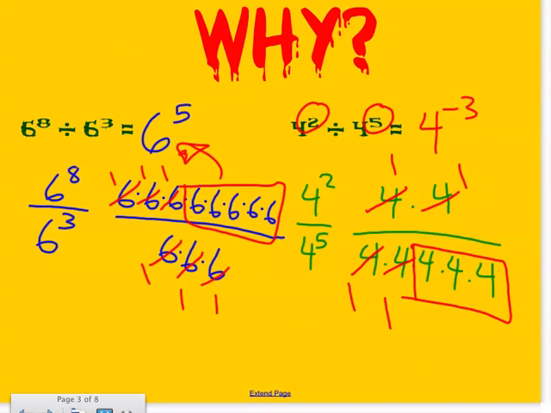Well, what's left in the numerator? A 1. So this 4 to the negative 3rd is the same thing as 1 over 4 to the 3rd, where 4 to the 3rd is in that denominator. Okay? So that's why it is the way it is. That's why when you get a negative exponent, it actually means it's a fraction. It means that base and exponent are really just in the denominator of your fraction.